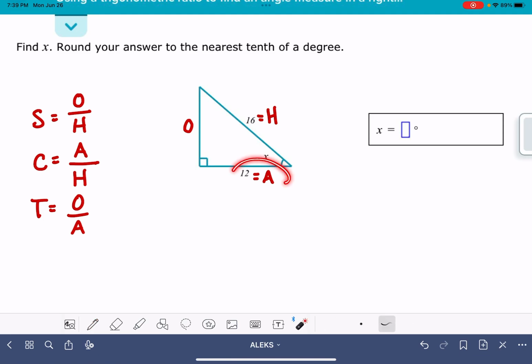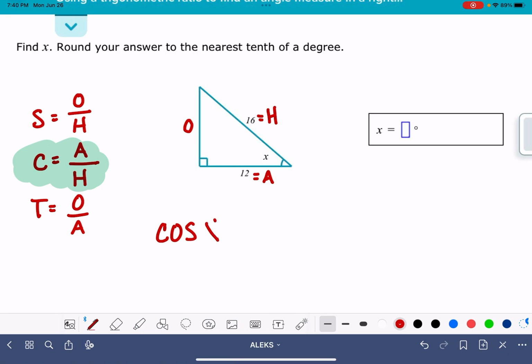So for this triangle, we know the adjacent side and the hypotenuse, and that means that we want to be working with cosine. Cosine is the relationship between the angle x, the length of the adjacent side, and also the length of the hypotenuse. So cosine of our angle x, which is what we're trying to figure out, is the adjacent side, which has a side length of 12, over the hypotenuse, which has a side length of 16.